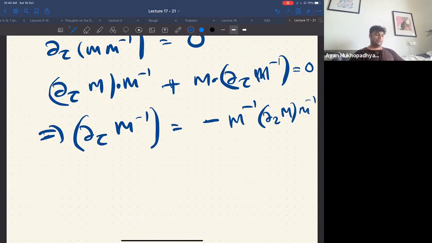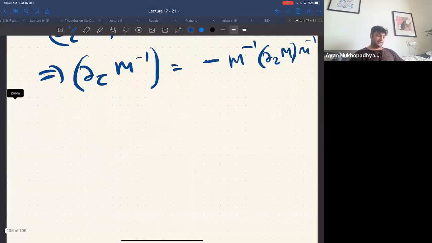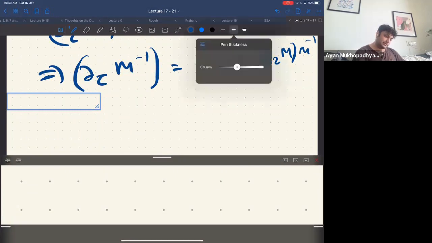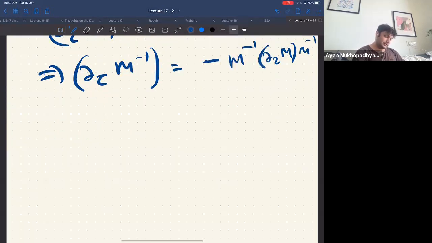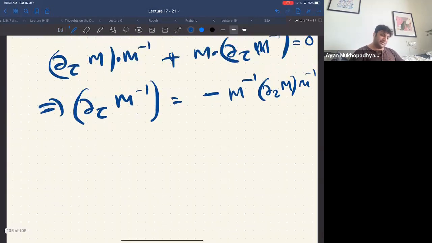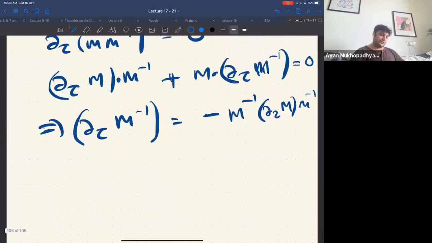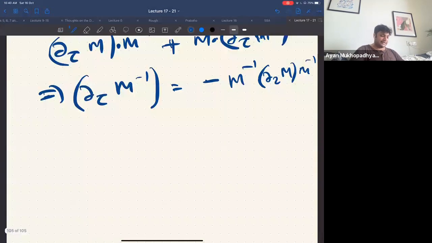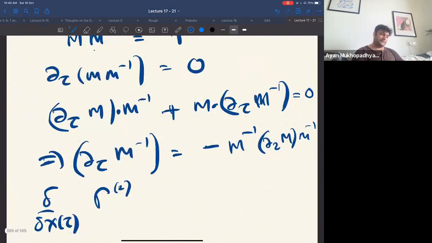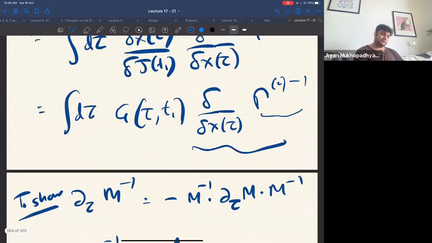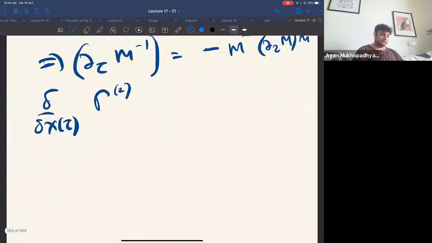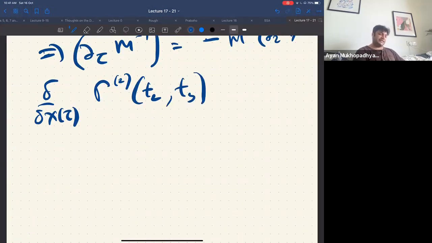Okay, so what am I doing here? Sorry, so del tau M inverse is this. So now what I have to do, I have to use this here. Which means that delta by delta x tau of gamma 2, and gamma 2 is a matrix, and the entries of gamma 2 are T2 and T3, right? This would be then equal, this is inverse, right?